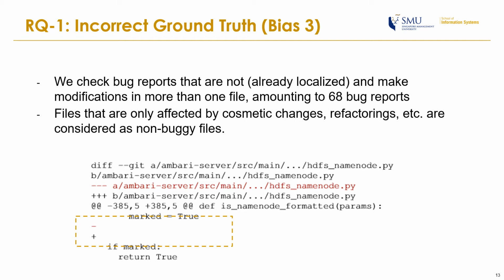Amounting to 68 bug reports. We only check bug reports which contain more than one changed file, since it is possible that not all of the changed files are relevant to the bug fix. This is the example where the file is a non-buggy file.